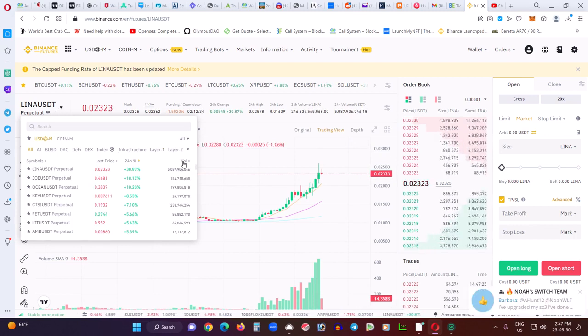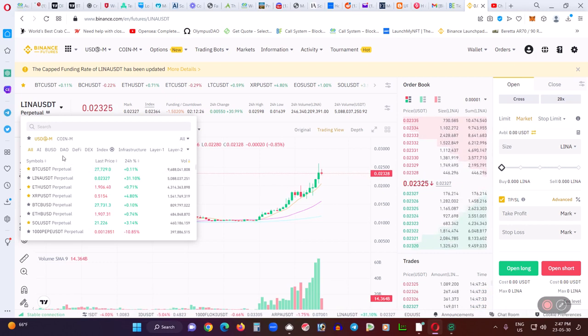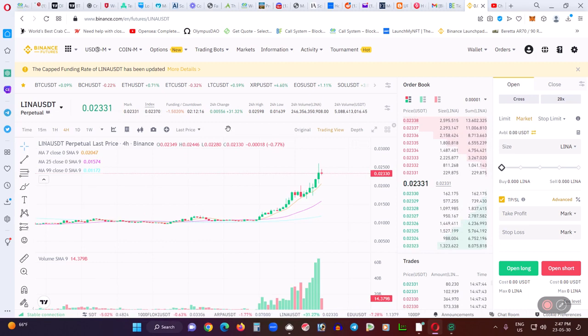You can also click here and check by volume. So there's a lot of ways to do it. If you're interested in trading against BUSD, which is Binance's stablecoin, you can just click here and it gives you all the BUSD pairs that are in perpetual futures.